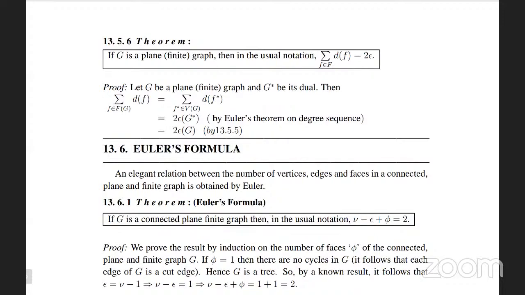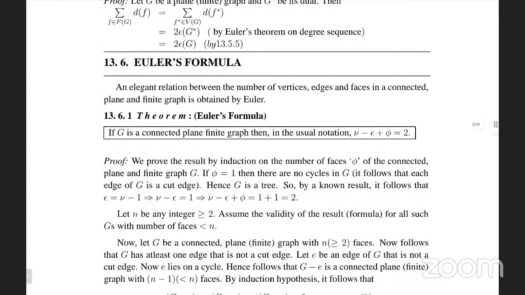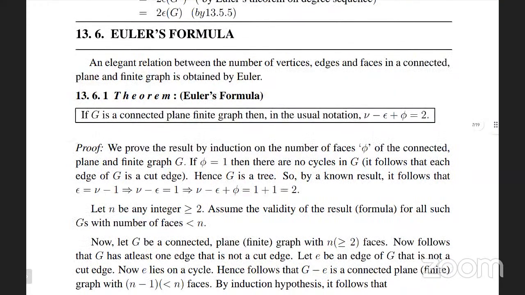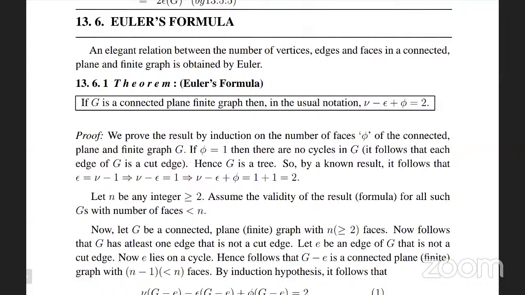Next, coming to Euler's formula, it is a relation between the number of vertices, edges, and faces in a connected plane finite graph, as obtained by Euler. In Euler's formula, when we have the vertices, edges, and faces of the connected graph, the usual notation is V minus E plus F is equal to 2, that is, the number of vertices minus the number of edges plus the number of faces equals 2. That's all.